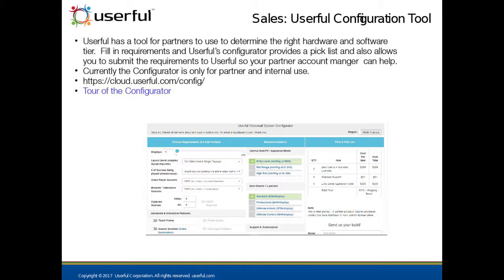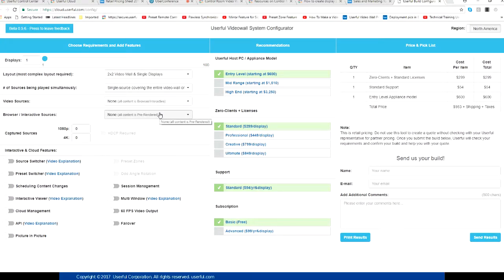Another tool here that I wanted to show you is the Userful configuration tool. I'm just going to click on that here, and we'll go over to the configurator. This allows you to see what requirements your customer has, and input those, and then output your pick list, what you need from Userful. So on the left-hand side here, you input your requirements and features, and then Userful's recommendations come up in the center, and on the right is the price and pick list.